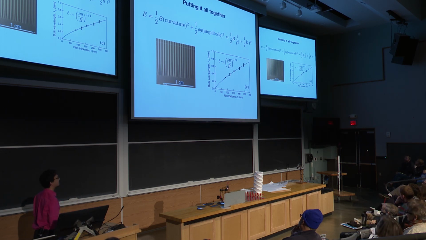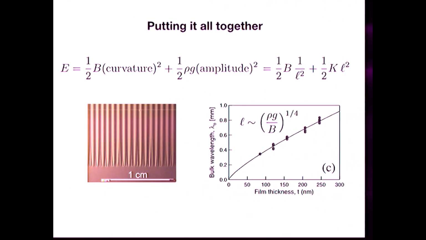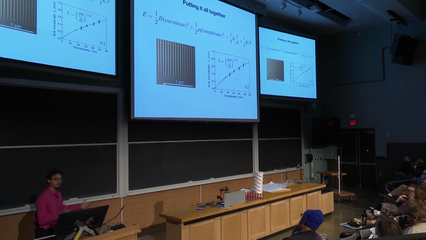So if you go through and you do the math, you find out that, if you know a little calculus, you've got to minimize this in the choice of L. So you do that, and you get out a law that says that the length scale should be like the fourth root of the density of the water times the gravitational constant divided by the bending modulus.